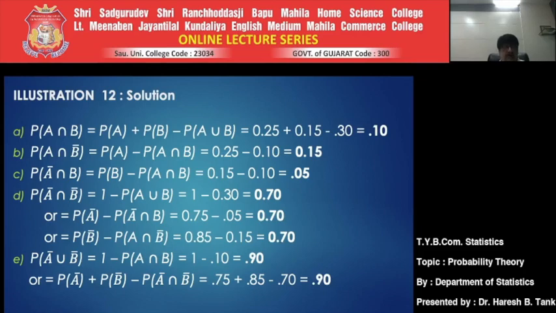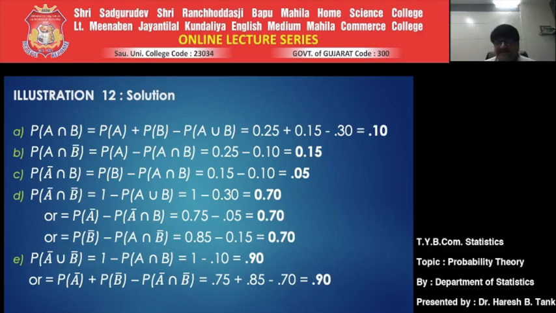Or the formula can be approached in a different way. Probability of A complement plus probability of B complement minus probability of A complement intersection B complement. Look, all these values are known to you. 0.75, 0.85, 0.70, which comes to 0.90. So both of them are generating the same answer, or you can say it's a unique answer. So both the methods are correct. Any one of these two methods can be used.